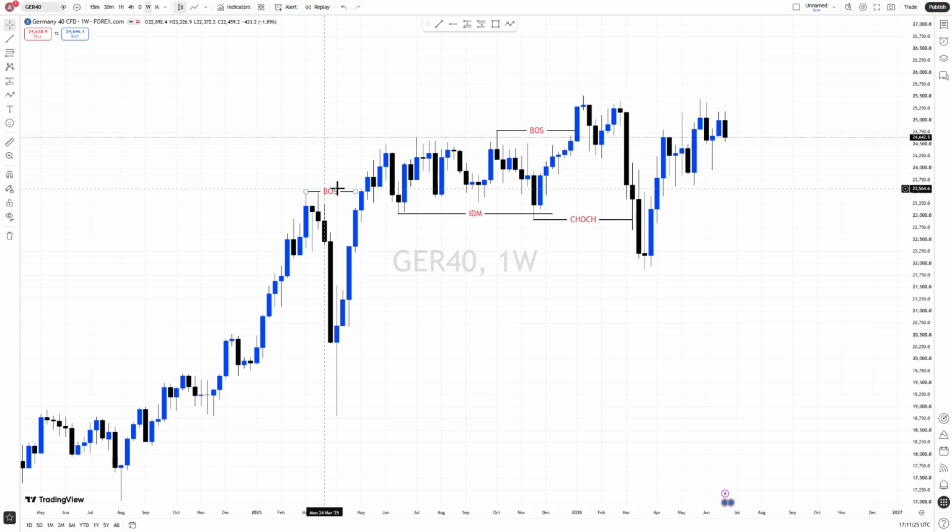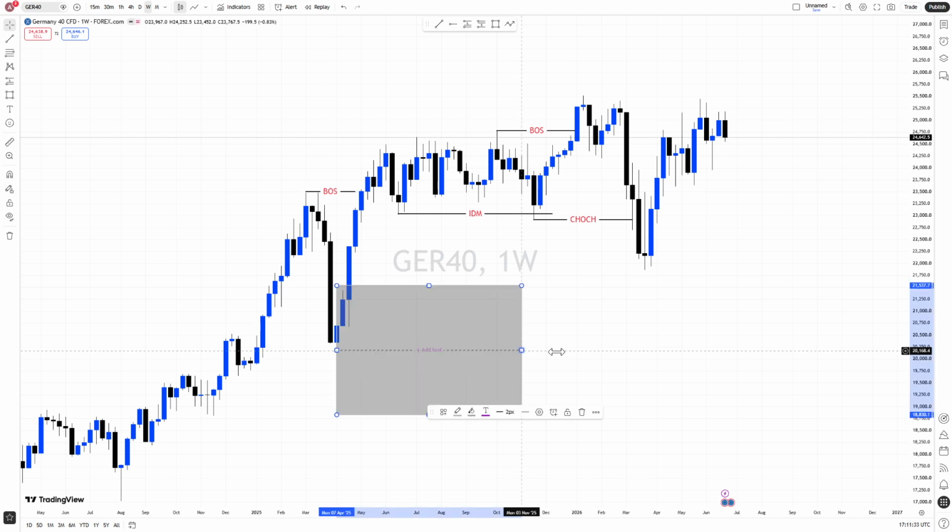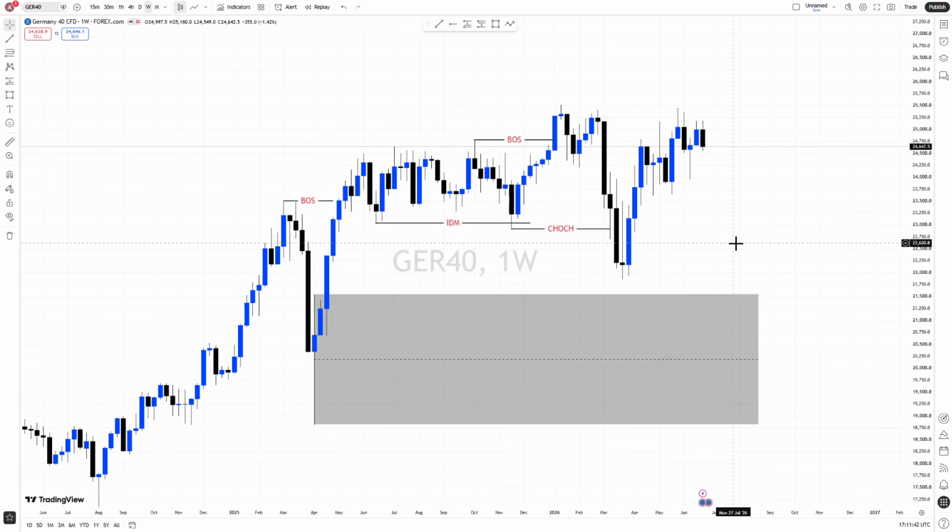And then there are these key levels here, which the market never mitigated. We have that weekly demand, right? We have that weekly demand whereby the market never mitigated that key level. But let's work with the current price action.